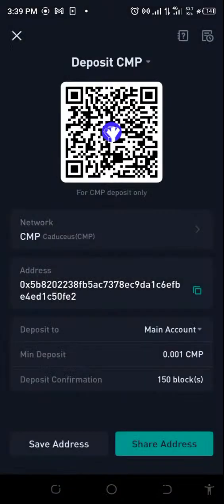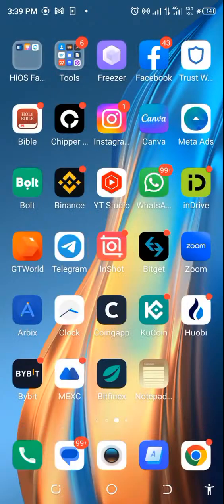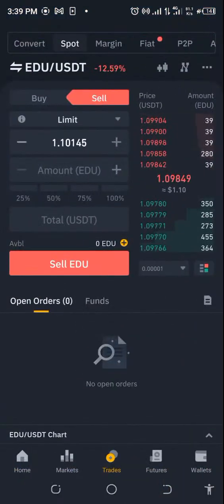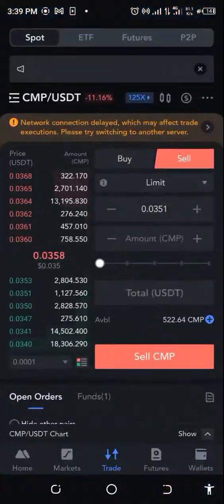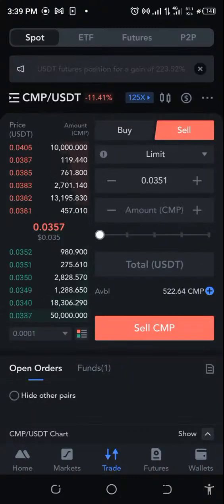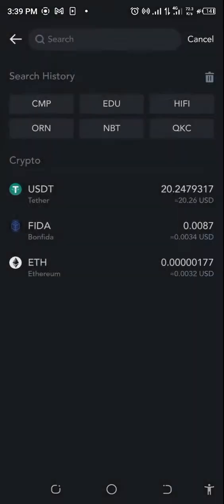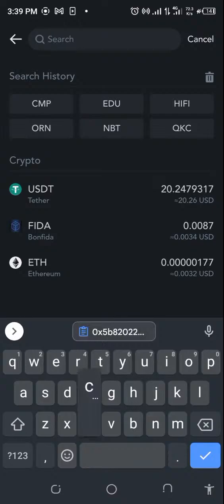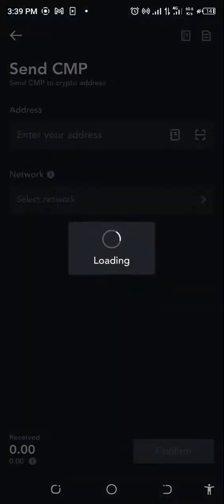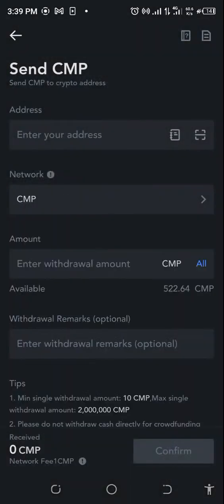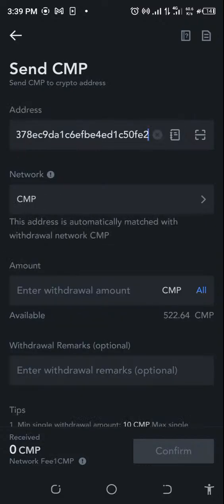All right, so then we copy that and then we quickly go over. Okay, no, where am I? I'm supposed to be in MEXC. I don't know why, it looks like Binance. So that's the reason why. So this is 522, so we're going to be withdrawing that. Okay, so we're withdrawing our CMP, and then we'll just quickly put in the address. So that's CMP and we're putting all.